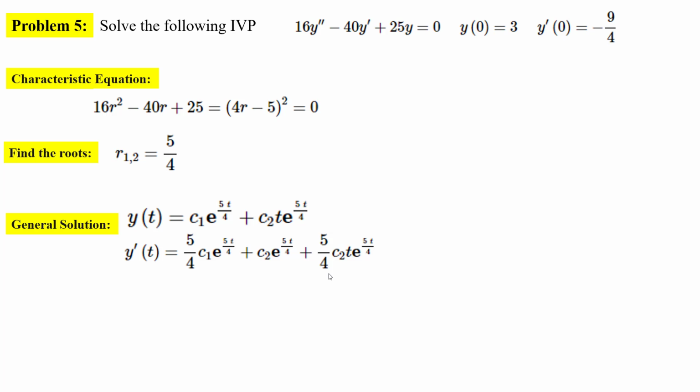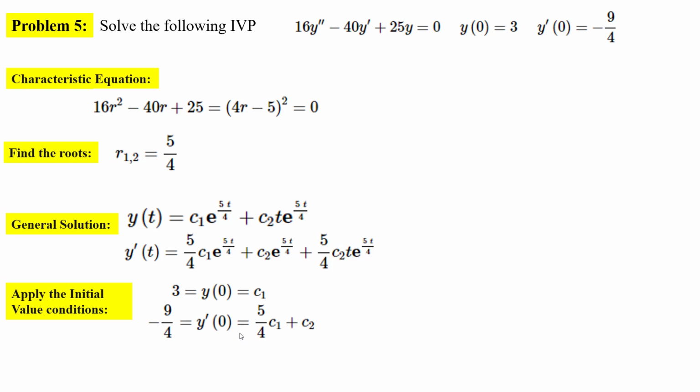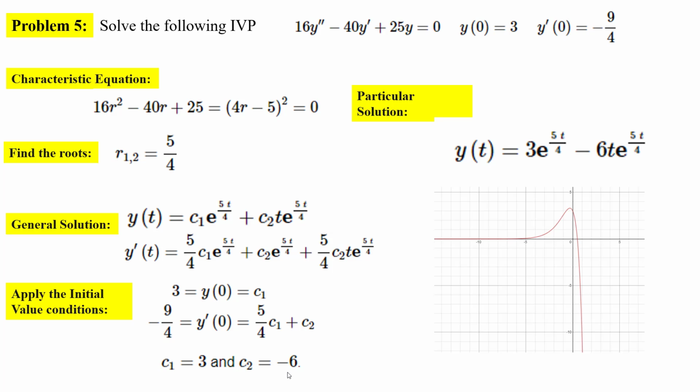You do have to use a product rule again. You apply the initial conditions. You get that c sub 1 is 3 and c sub 2 is negative 6. You piece together a particular solution, and this is its graph. So you're combining an exponential with a linear.